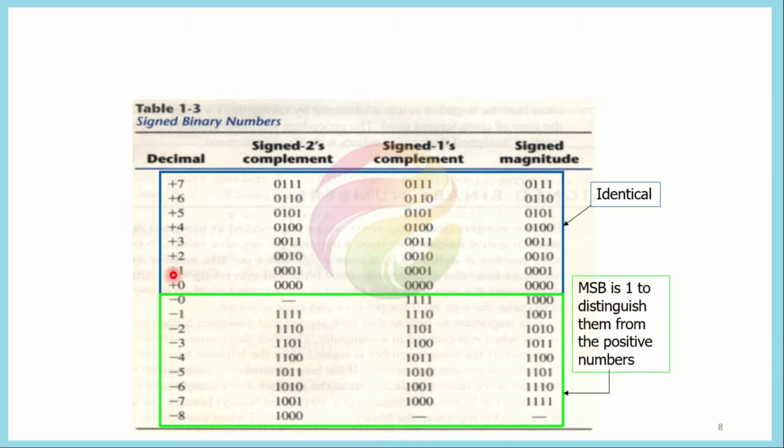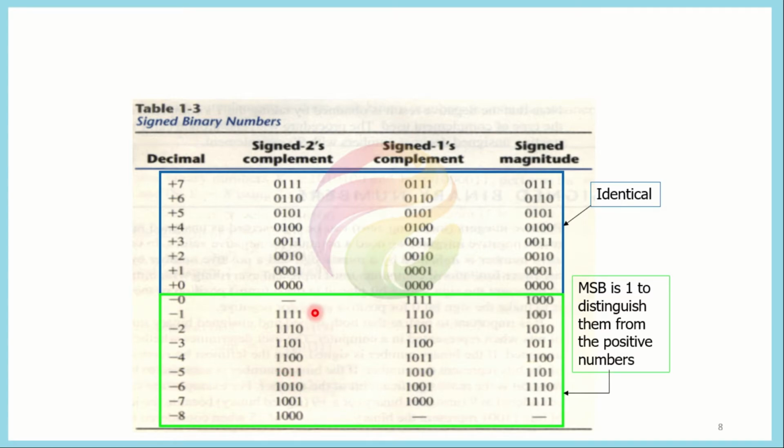Say for this one, +1. If we take the 2's complement of this number, the first bit remains unchanged, while all the remaining bits are reversed. So it will make it all ones. So this is -1. If we have to represent, say, +5, we just take the 2's complement of +5, and we will get 1011 here.